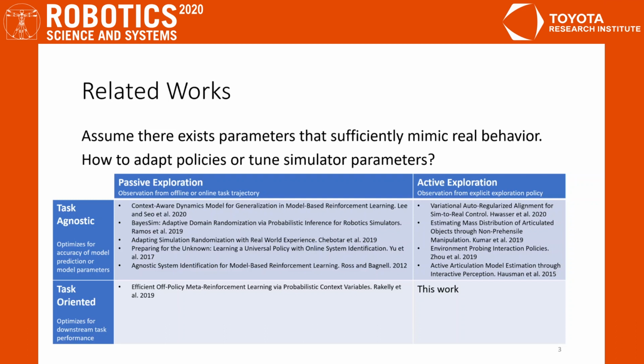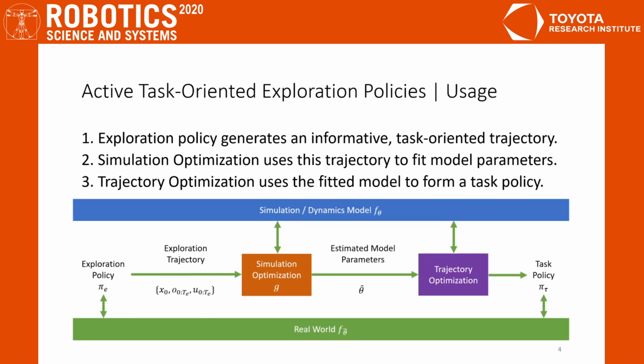For task-agnostic, this means that the procedure is optimizing for the accuracy of the model predictions or the tuned model parameters, whereas task-oriented methods optimize for the performance of the downstream task. Our work focuses on the intersection of the latter two points, which is that we want to learn an active exploration policy that is also task-oriented. The motivation here is that we want to focus on the parameters that have an outsized impact on task performance, and once these parameters are tuned, we will be able to use the model directly to perform the task.